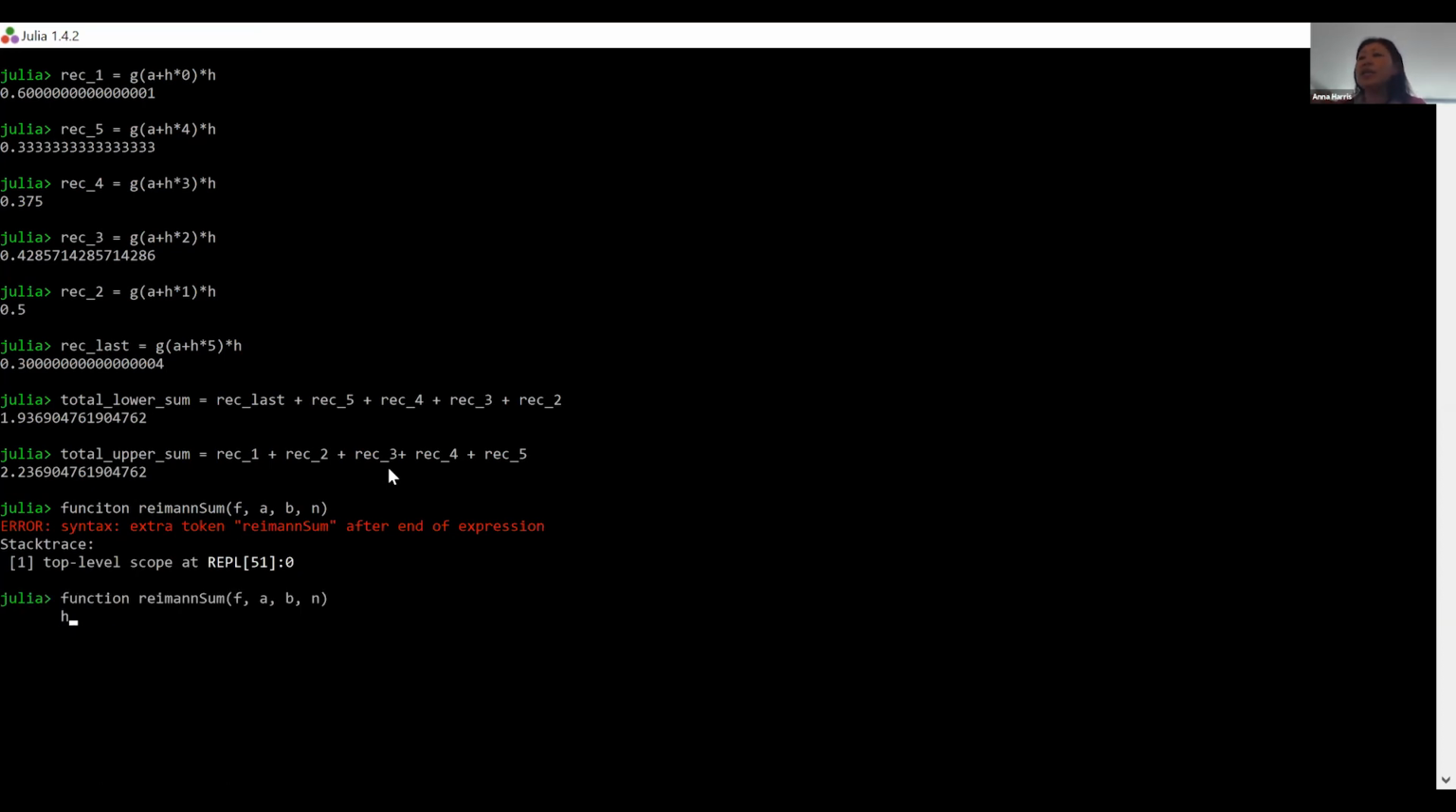Okay, and then say h is equal to b minus a divided by n. That's my width. All right, so what do I want to do? I want to find the area. I'm going to use a for loop, for i in 1 to n, and I want to calculate.